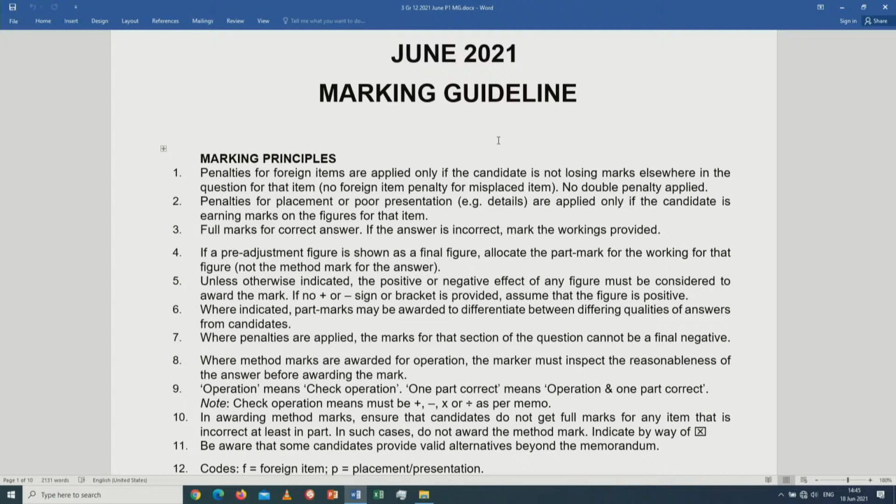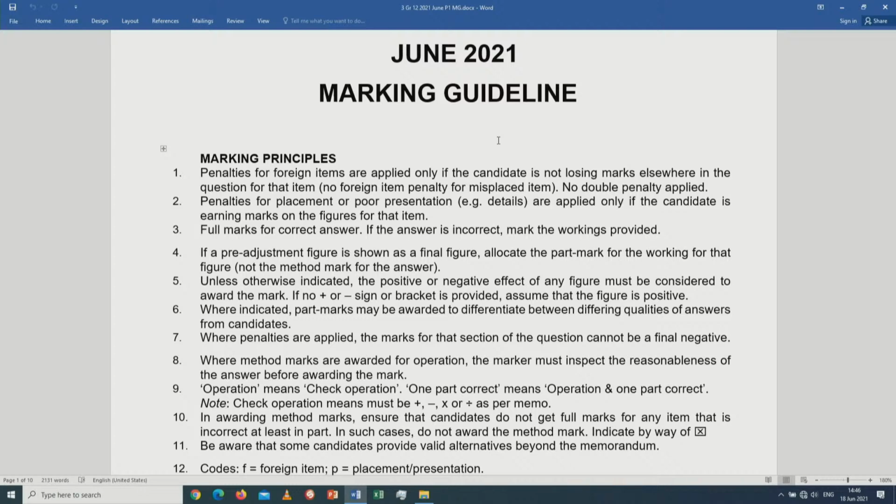Where indicated, part marks may be awarded to differentiate between differing qualities of answers from candidates. We need to make sure that we understand exactly how to deal with part marks. Where penalties are applied, the marks for that section of the question cannot be a final negative. If we are penalizing learners, a learner cannot end up with a negative mark. Where method marks are awarded for operation, the marker must inspect the reasonableness of the answer before awarding the mark.